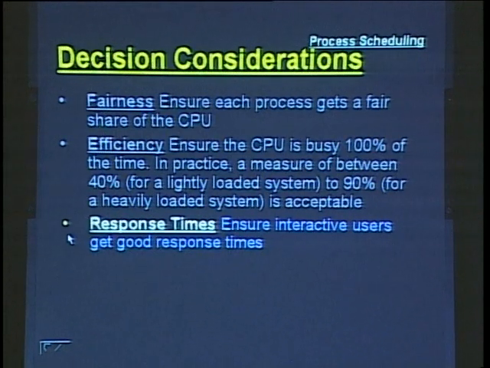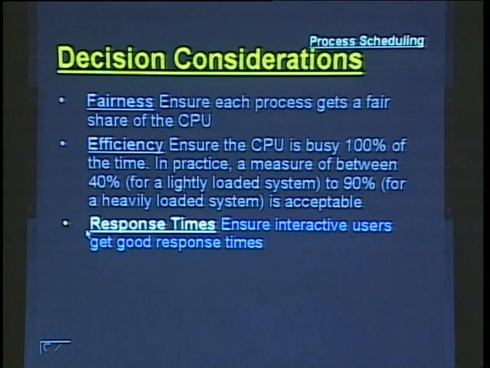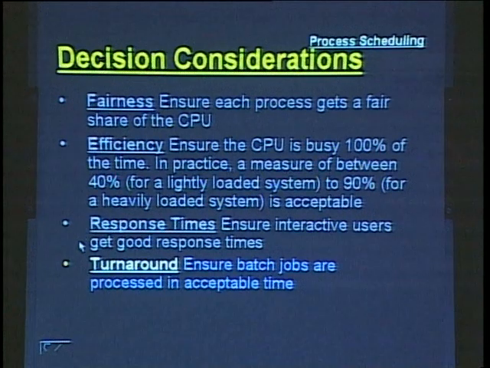The next important consideration in a scheduling algorithm is the response time. As we know, there are a number of users on the system at any given time, maybe from a few hundred to a few thousand, and the scheduling algorithm must ensure that interactive users get good response time. Again, the system is processing a number of batch jobs as well, and the scheduling algorithm must ensure that batch jobs are processed in acceptable time.